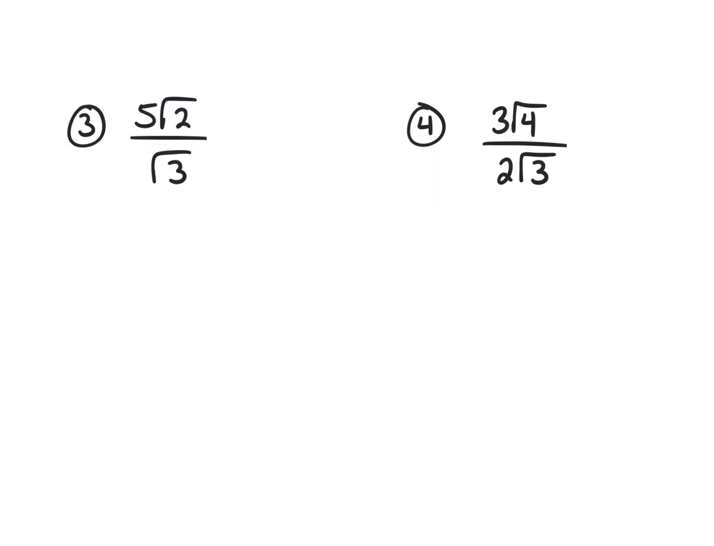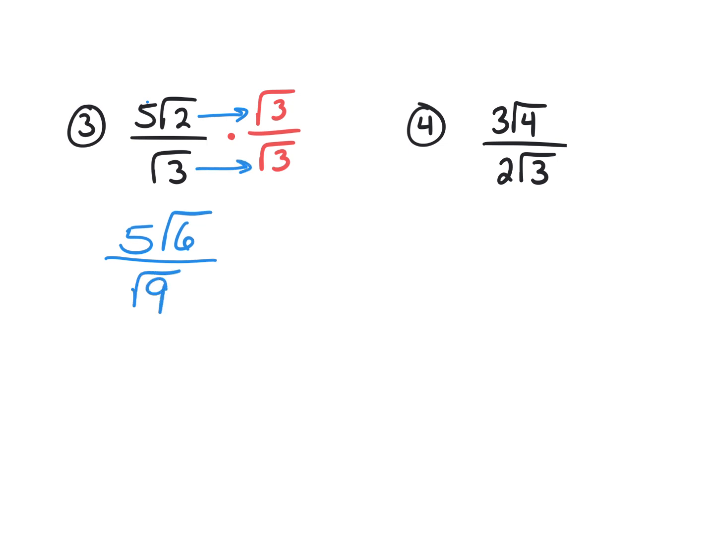On number 3, what am I going to multiply by? Yep, that same radical that's in the denominator. So I'm going to multiply by square root of 3 on the top and the bottom. What's different about these, but we've seen them before, we have these whole numbers in front to think about. What do I get when I multiply the top? Yep, the whole numbers, keep that, and then square roots turn into square root of 6. On the bottom, square root of 3 times square root of 3, square root of 9. Can I simplify the square root of 6? Nope, there's no perfect square that goes into 6. And then the bottom square root of 9 is 3.